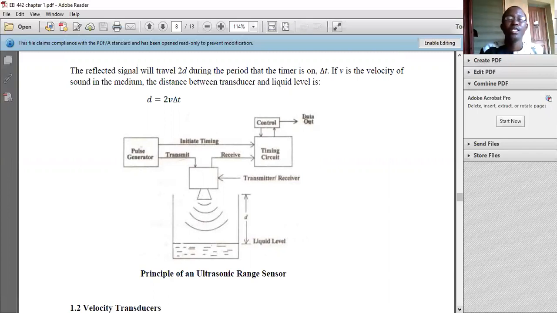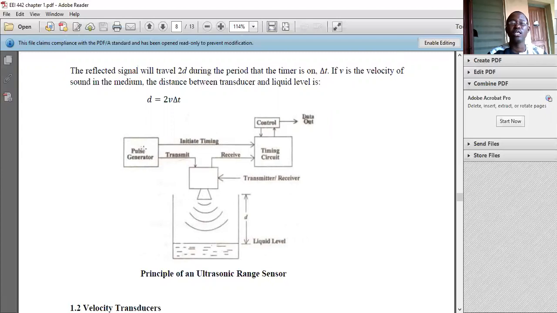Now, when you look at this setup, you see the figure that shows it. We have the block diagram that represents this setup. We have a pulse generator. We have a transmit signal. We have a receive signal. We have a timer circuit. We have the control for the timer circuit, and then from the control, the data of the value of the distance is being sent out.